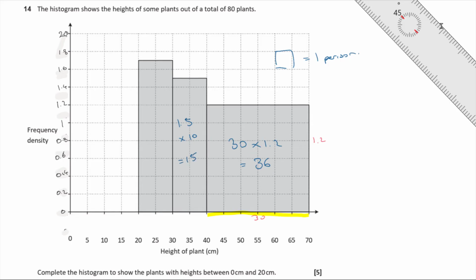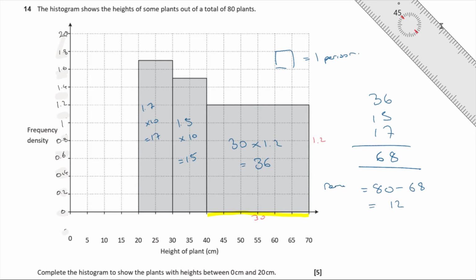And then this last bar here has got a height of 1.7 and a width of 10. So that represents 17 people. So altogether so far we've got 36, 15 and 17. What does that add up to? 6, 11, 18, 4, 5, 6, 68. So it adds up to 68. So what remains then? 80 minus 68 is 12.